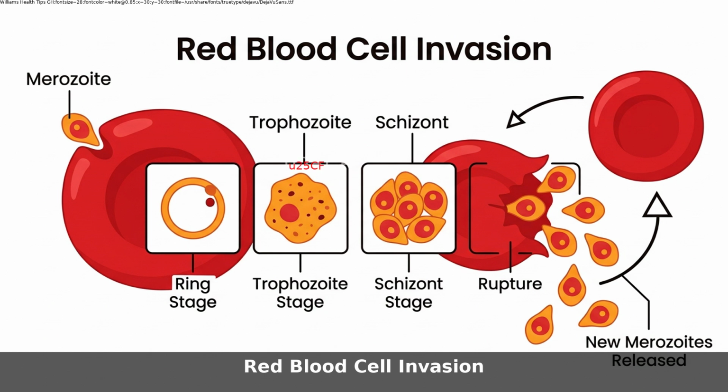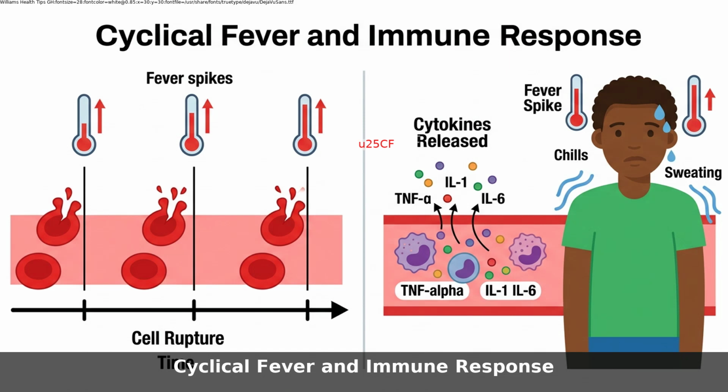Each time infected red blood cells rupture, they release parasite proteins and waste products into the bloodstream. The immune system immediately responds by releasing inflammatory chemicals known as cytokines, including tumor necrosis factor alpha, interleukin-1, and interleukin-6. These chemicals reset the body's temperature control center, producing the classic malaria attack: sudden chills, high fever, and heavy sweating. Because red blood cells rupture at regular intervals, the fever often occurs in repeating cycles.